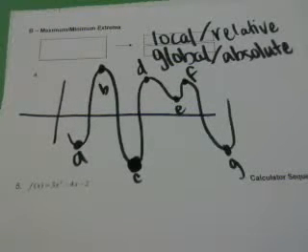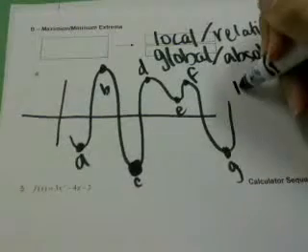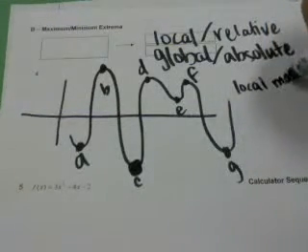In the graphs, local is anywhere where it's the highest or lowest point. Global is the absolute highest point on the graph and the absolute lowest point on the graph. So let's list our local max and min.